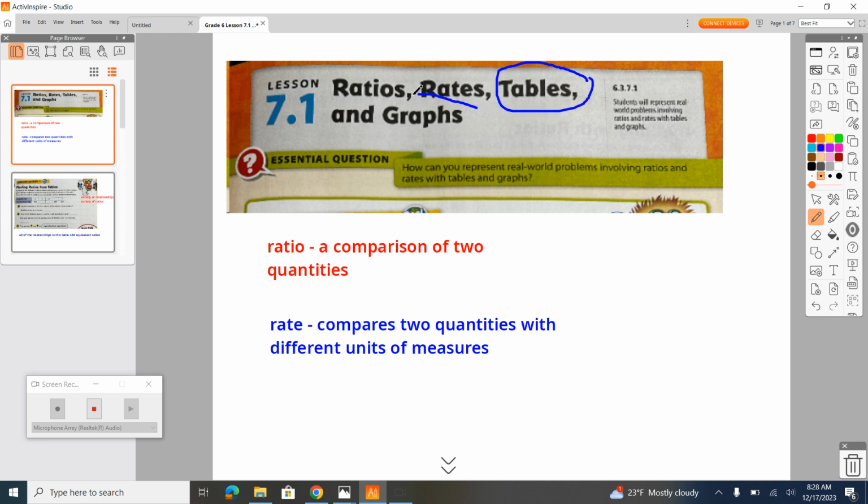So we're working on this topic of how you can represent real world problems involving ratios and rates, and showing them in tables and graphs. And I will tell you that throughout the next at least 4 or 5 years of your math life, you will be working with tables and graphs.